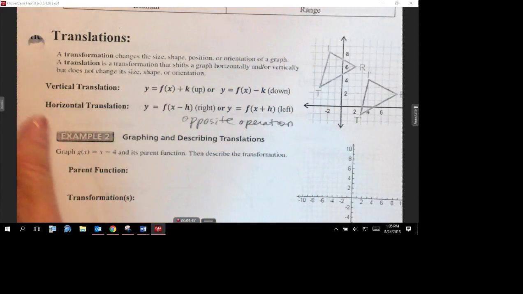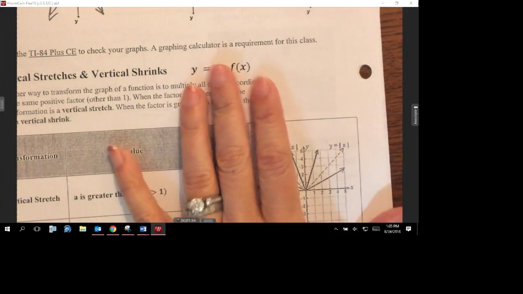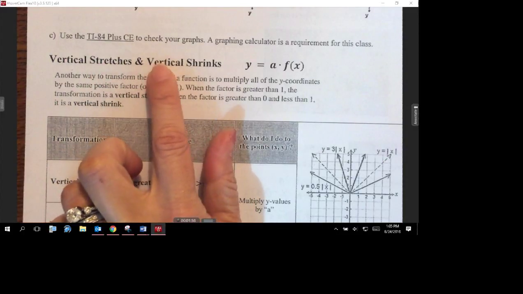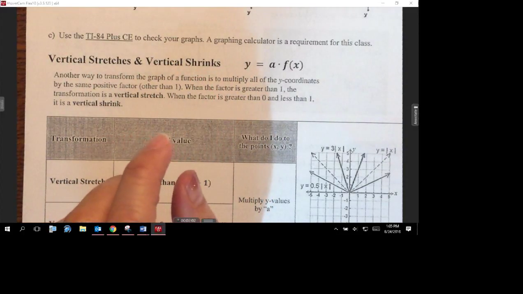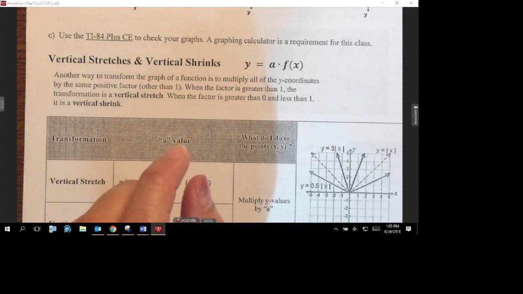So we've got different transformations. We talked about 6 of them. This is number 7. So 7 and 8. Today we're going to talk about vertical stretches and vertical shrinks. And we're going to do this kinesthetically. Do you know what kinesthetically means? It means you're going to actually physically do it with your body.